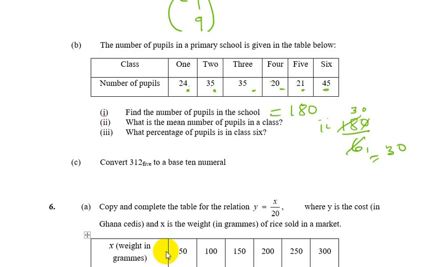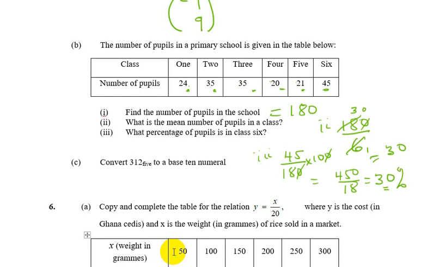Okay, then it says, what's the percentage of people in class 6? So class 6 is 45, right? So our III will be the class 6 number, 45, divided by the number of students in the school, that's 180, times 100. Okay, so 0 and 0 will cancel. So we will be having 450 divided by what? 18, and 450 divided by 18 is giving us 3 and 0, so 30%. So that is that for the B. It is not difficult, so simple.